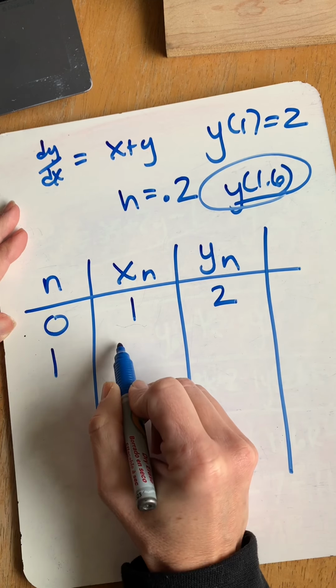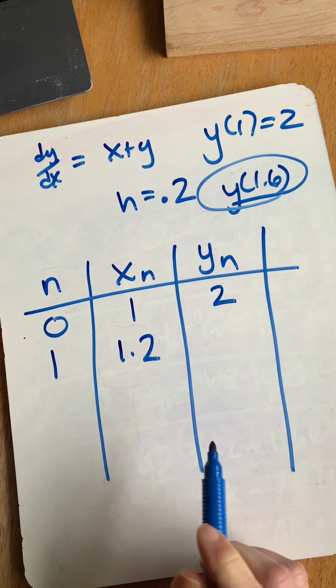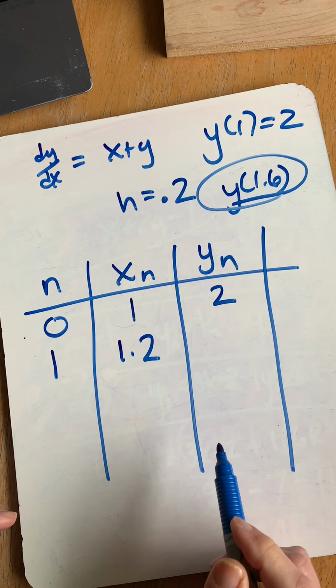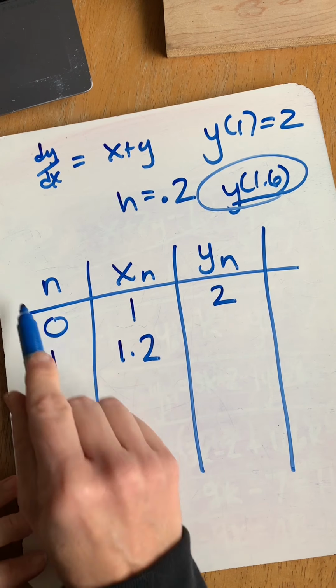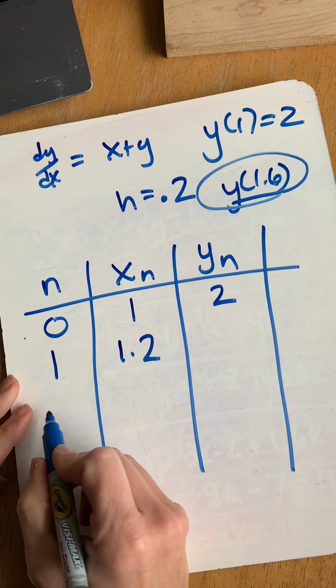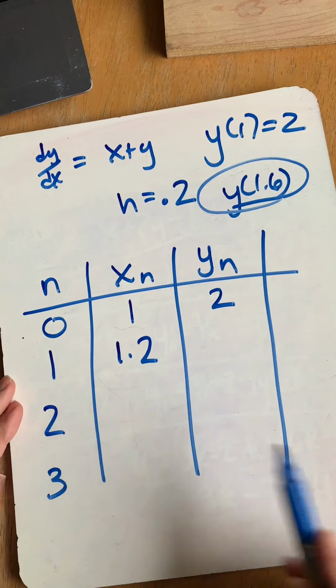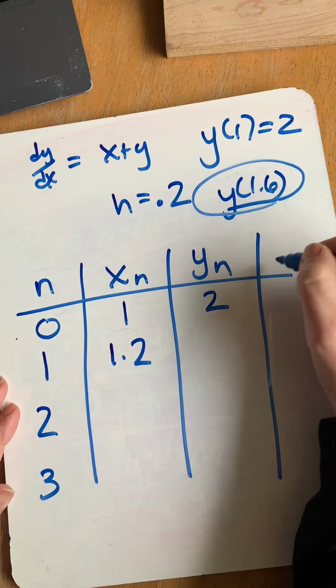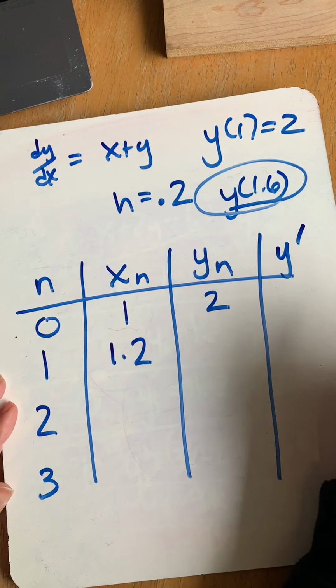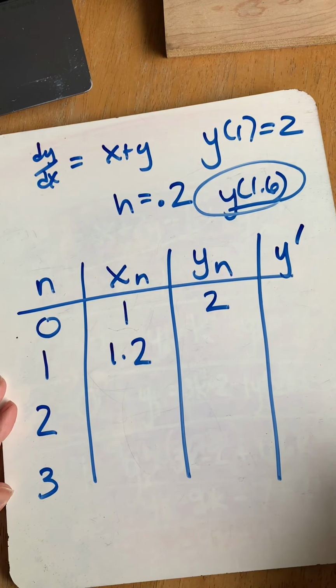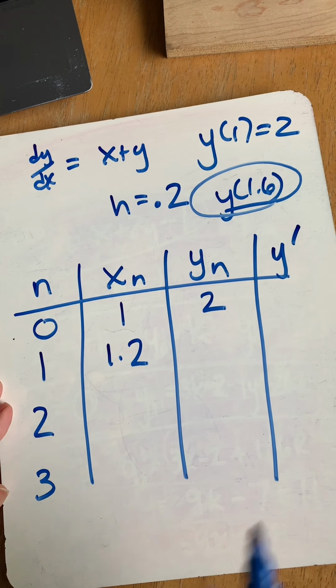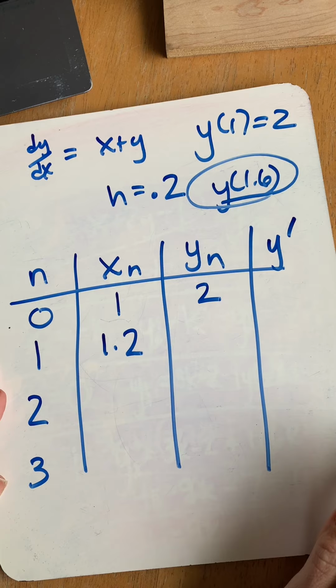1, 1.2. Okay, so what is n? n's just telling us what step we're on. This has no relevance whatsoever. 1, 2, 3. They just want us to go through a couple of steps. I would love to see a derivative column over here because then it's set up the way I normally set things up. So this is just having you look at it a little bit differently.